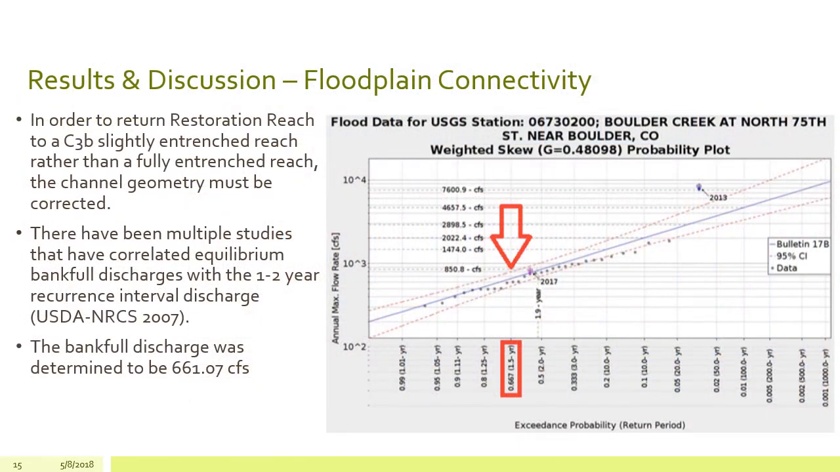In order to return Restoration Reach to a C3B slightly entrenched reach, rather than a fully entrenched reach, the channel geometry must be corrected. There have been multiple studies that have correlated equilibrium bankfull discharges with the 1 to 2 year recurrence interval discharge. So here I used gauge data in ERAMs and determined that the 1.5 year recurrence interval discharge is approximately 661 cubic feet per second.